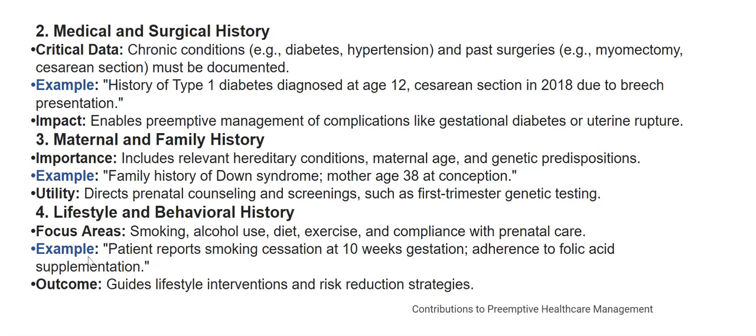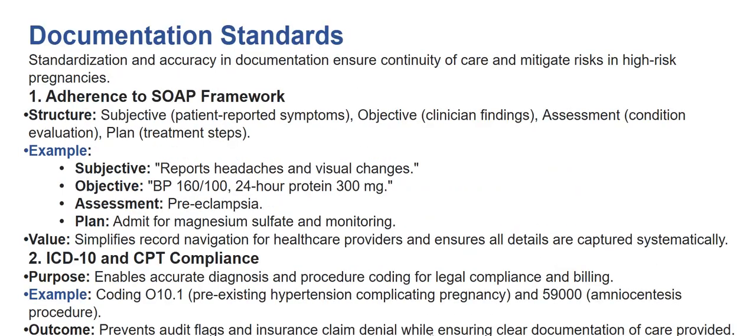Lifestyle and behavioral history focus areas: smoking, alcohol use, diet, exercise, and compliance with prenatal care. Example: patient reports smoking cessation at 10 weeks gestation, adherence to folic acid supplementation. Outcome: guides lifestyle interventions and risk reduction strategies. And here is a summarized diagram summarizing the contributions to preemptive healthcare management. On the left, past surgeries; on the right, chronic conditions.